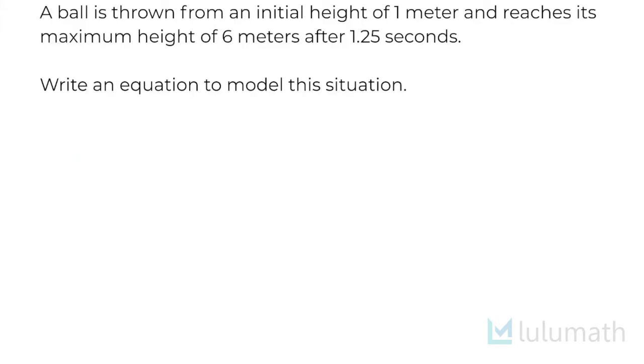A ball is thrown from an initial height of 1 meter. So this is key information that's going to help us out, and reaches its maximum height of 6 meters after 1.25 seconds. We want to write an equation to model this situation.